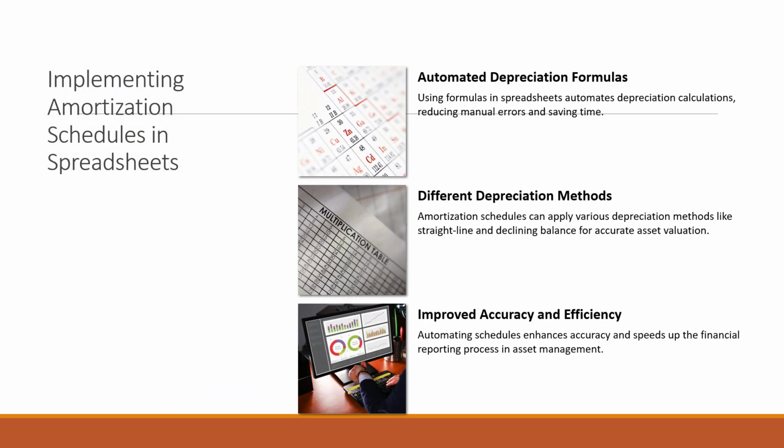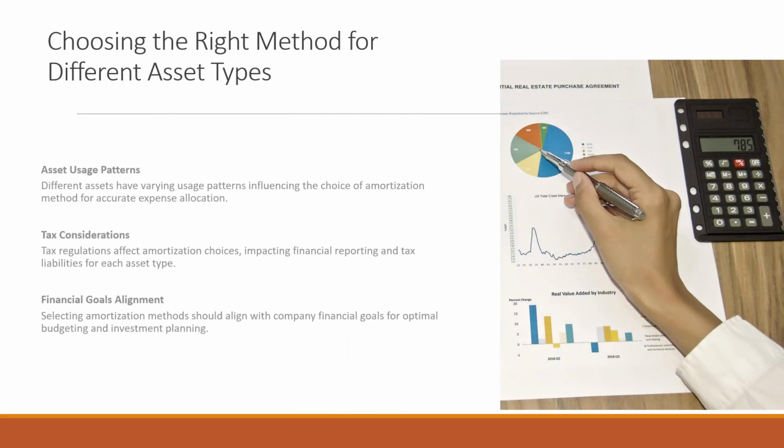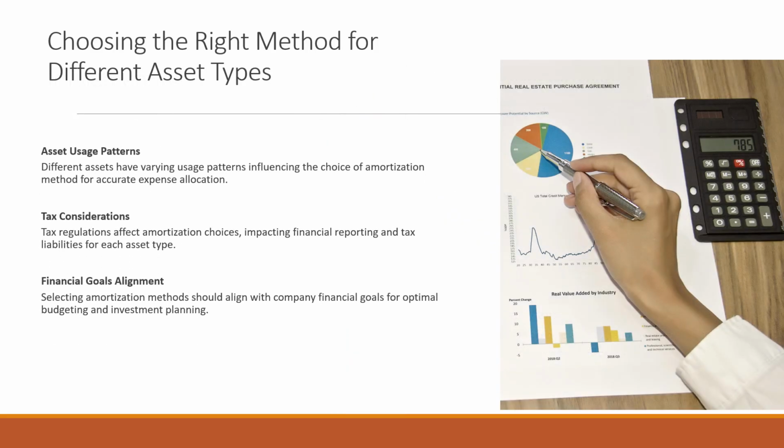We discuss how to set up amortization schedules with formulas that automate depreciation calculations for different methods, enhancing accuracy and efficiency. Selecting an amortization method depends on asset usage patterns, tax considerations, and financial goals. We analyze criteria to choose the optimal method per asset.